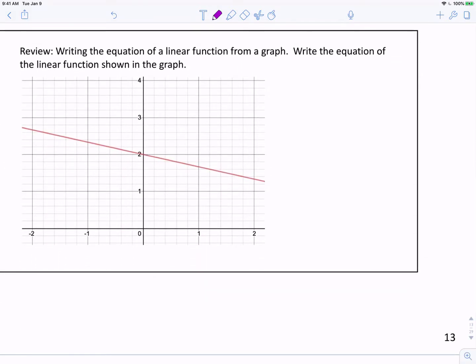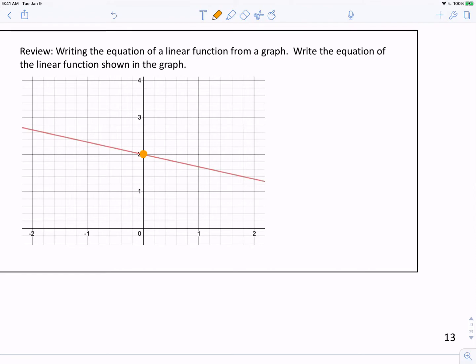Now this will be a bit of a review from the last time. We're going to write the equation of a linear function from its graph. So let's write the equation of the linear function shown in this graph. The first thing we want to do is find the y-intercept. Here's the y-intercept. We can see the y-intercept is 2. And next we want to find the slope. Normally what I would suggest is finding another point on the line. This one is a little tricky because it's not clear to us what another point on the line is.